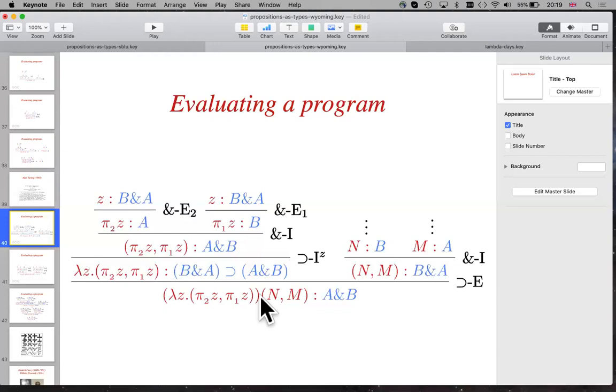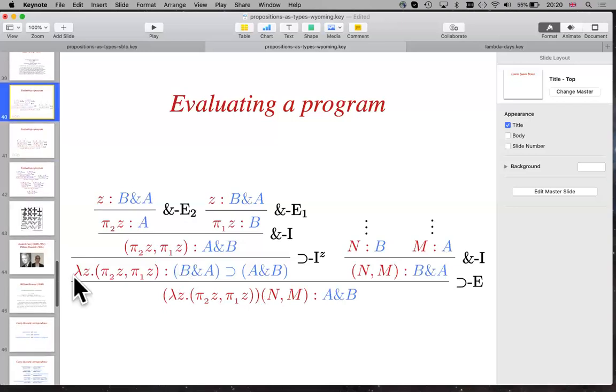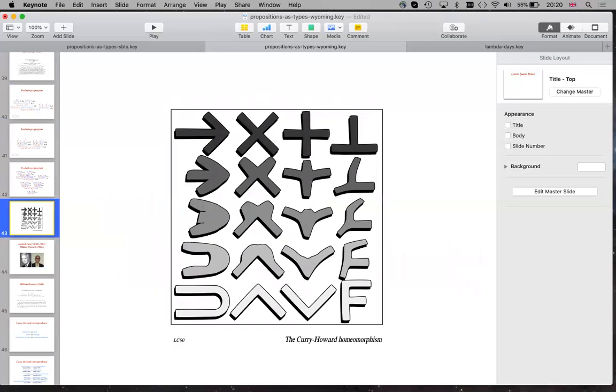So it's three levels: propositions as types, proofs as terms, and simplification of proofs as evaluation of terms. So that's sometimes called propositions as types. It's sometimes called the Curry-Howard isomorphism. And here's a drawing by Luca Cardelli of what he called the Curry-Howard homeomorphism, right? Because here's how we write the constructors in logic, but here's how we usually write them as types in a programming language.